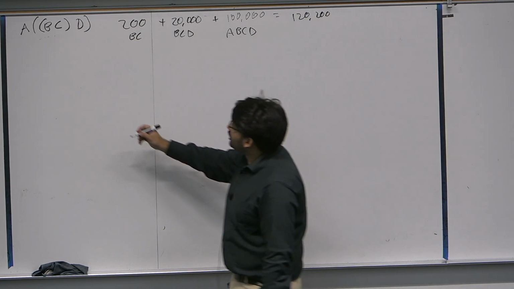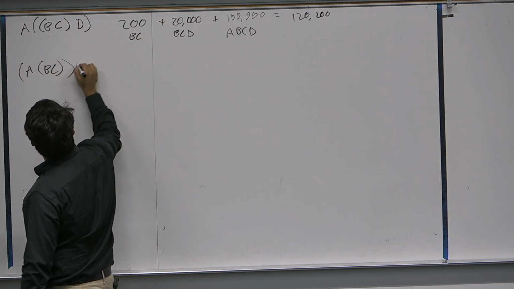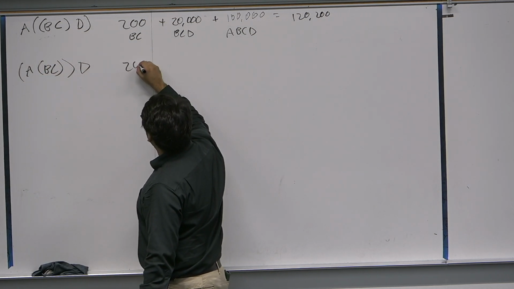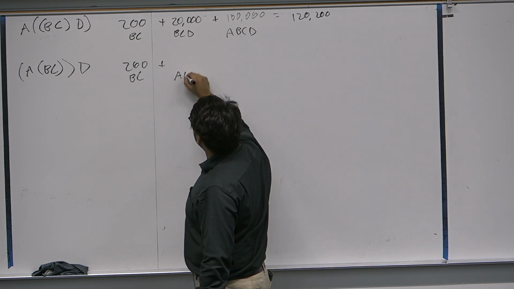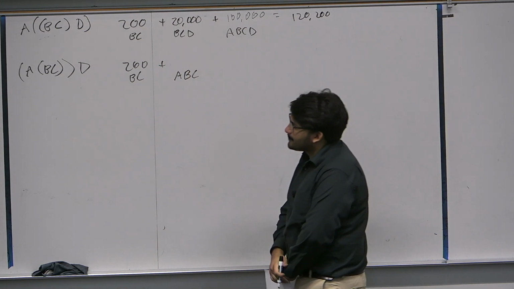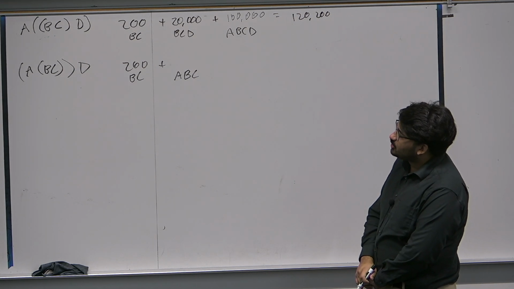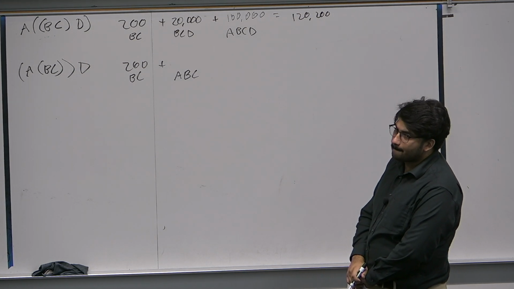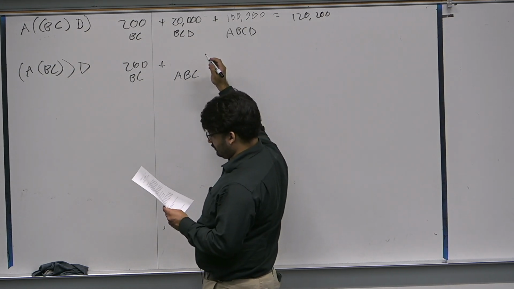Let's do a different association. Suppose we did BC, but then we did A next, and then D. We know BC is already 200. And then let's say we did A next. It'll be a 50 by 20 times a 20 by 10. So 50 times 20 times 10 is what? 1,000. Yeah, that sounds right.